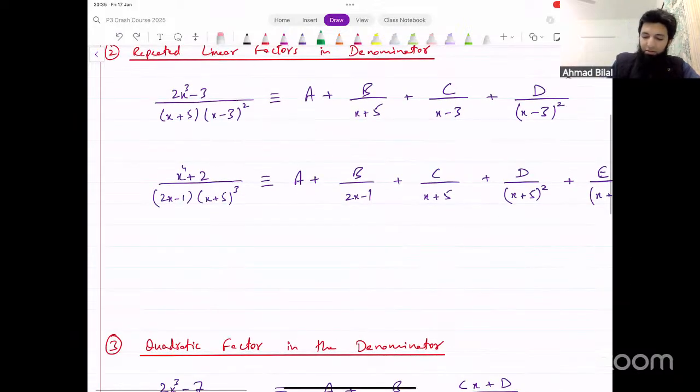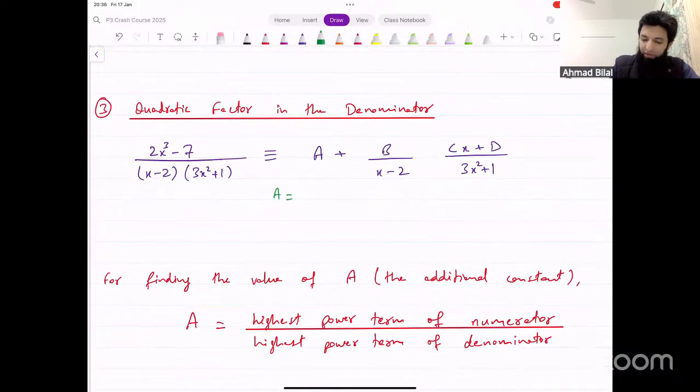Similarly here, what's the value of a? 2x cubed in the numerator. In the denominator, x into x squared from here, that will be x cubed. And that will give you a equal to 2. In this case, a equals x power 4 from the numerator. In the denominator, 2x into x cubed, that will be 2x power 4, and that will be a equal to 1 over 2. In this case, a is equal to 2x cubed divided by x into 3x squared, that is 3x cubed. And the value of a, therefore, is 2 over 3. So you can find the value of this constant directly.